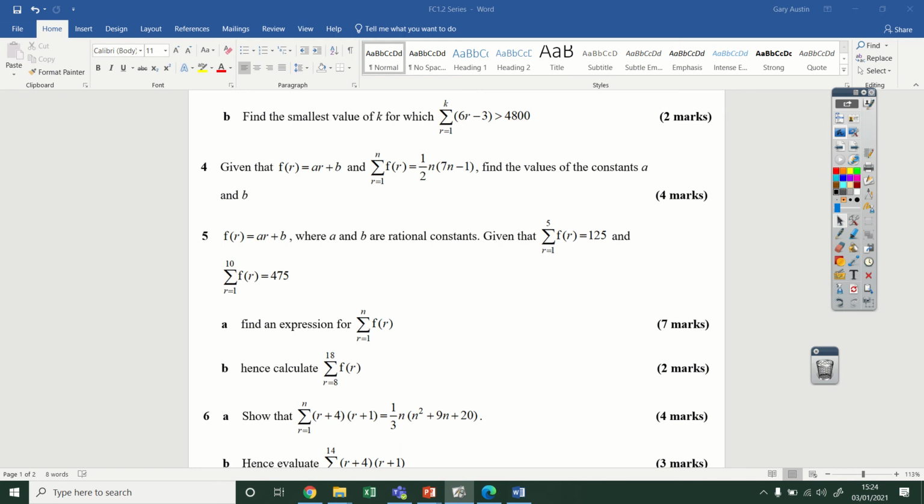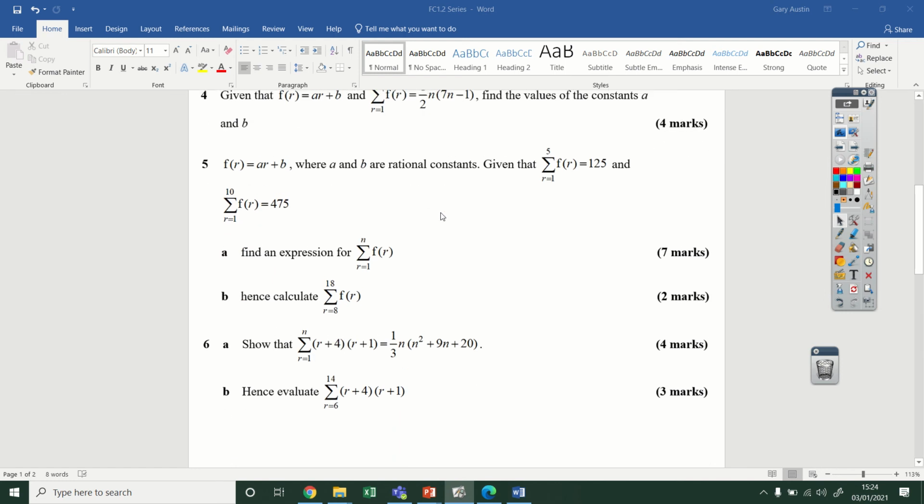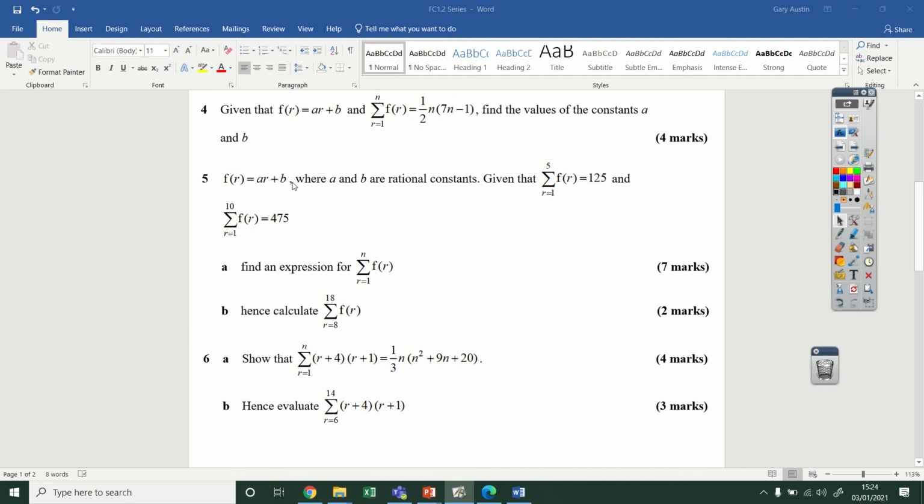Right, 5. This is very similar to 4, because you're not told what a and b are, but if you can sum from 1 to 5 and from 1 to 10 and equate them to these numbers, then that will give you a way of figuring out a and b. And then once you've figured out a and b, you can then do part A by finding a general expression for adding up f of r from 1 to n.